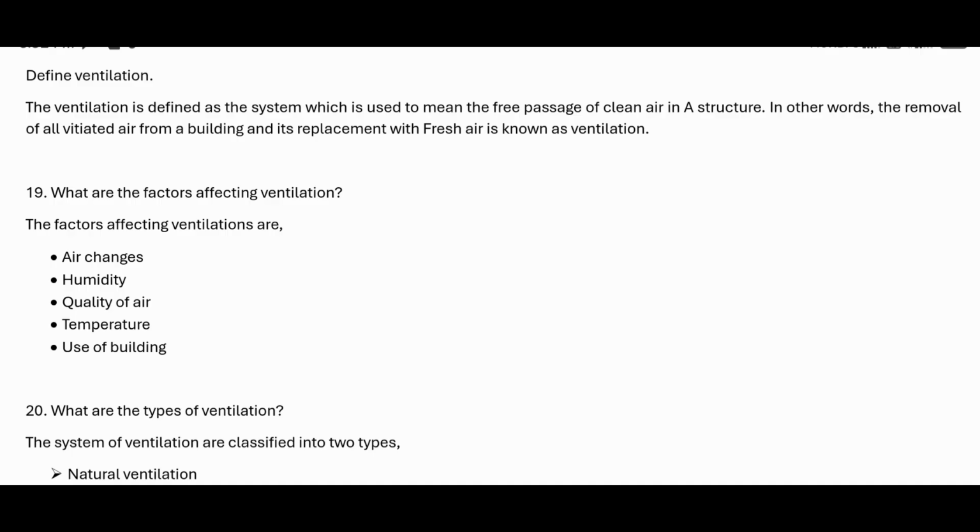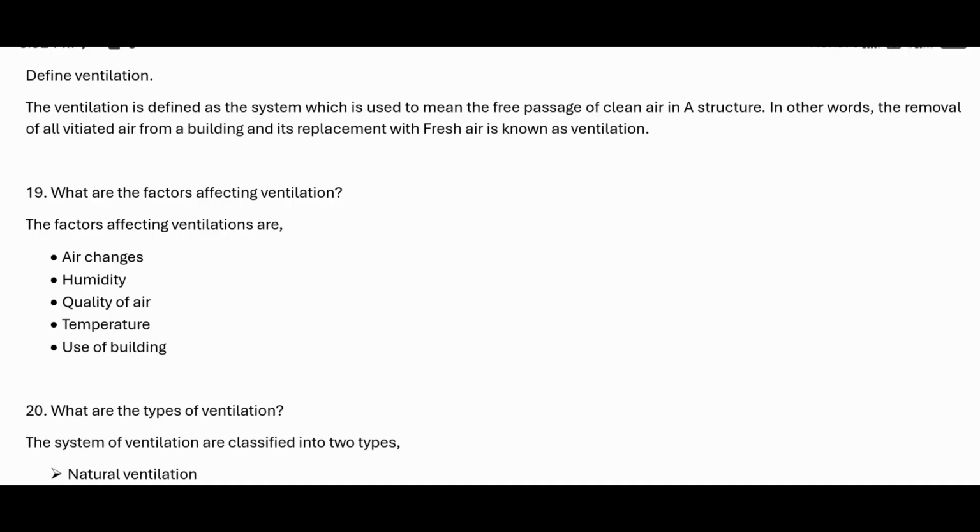Define ventilation. Ventilation is defined as the system which is used to ensure the free passage of clean air in a structure. In other words, the removal of all vitiated air from a building and its replacement with fresh air is known as ventilation.